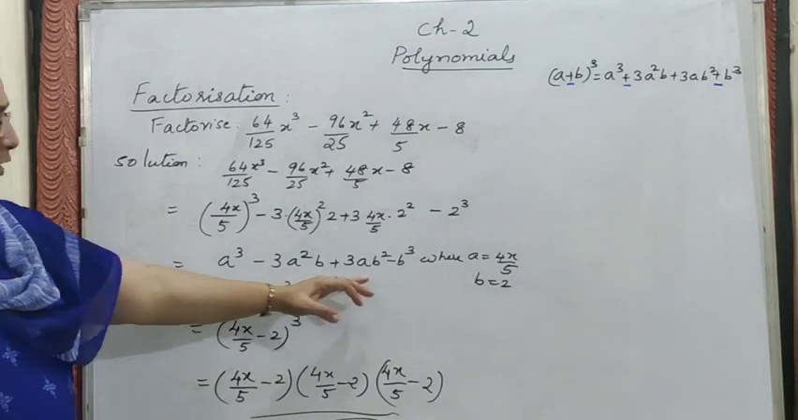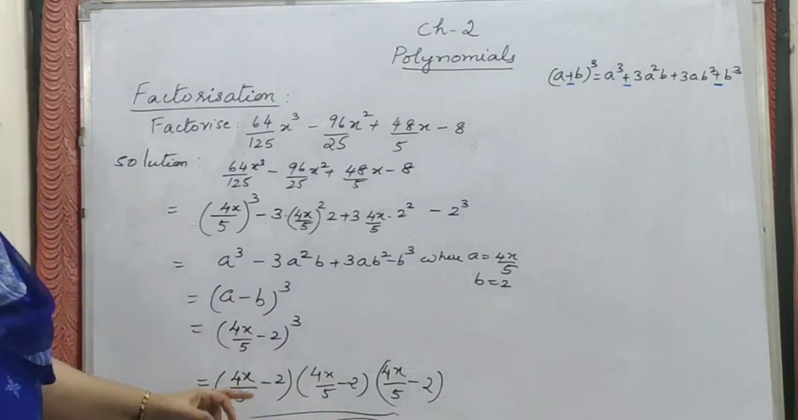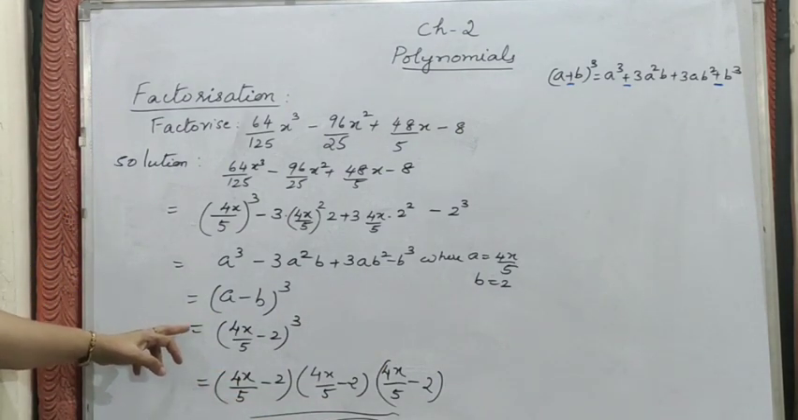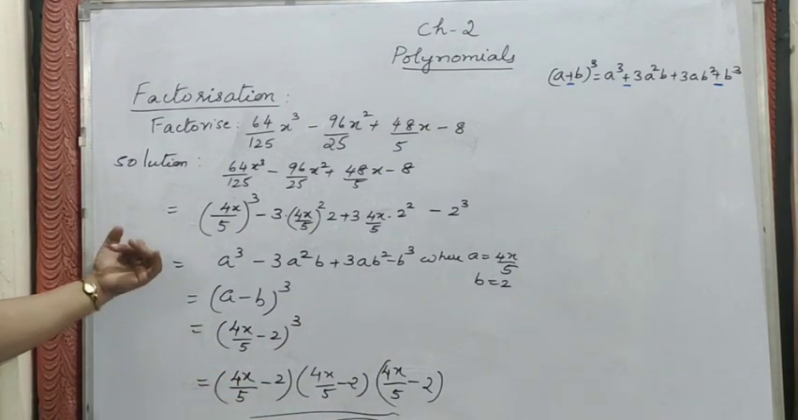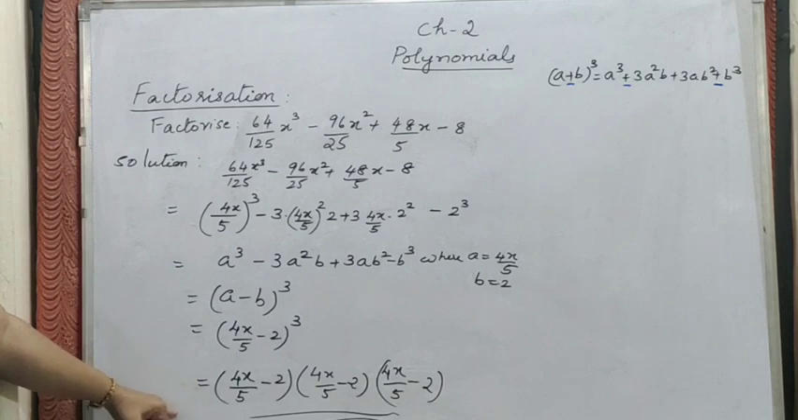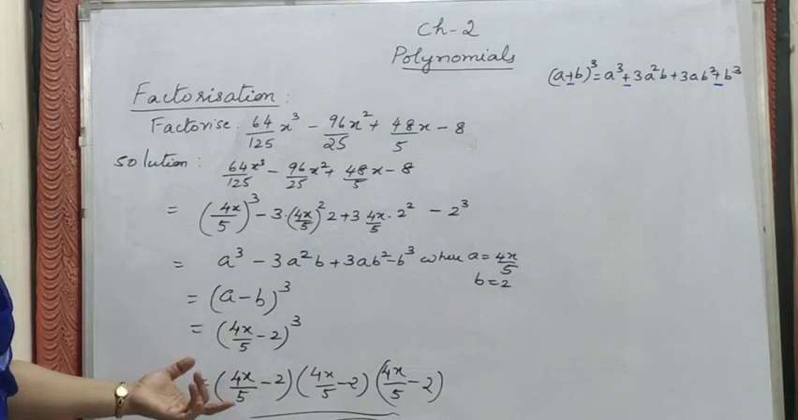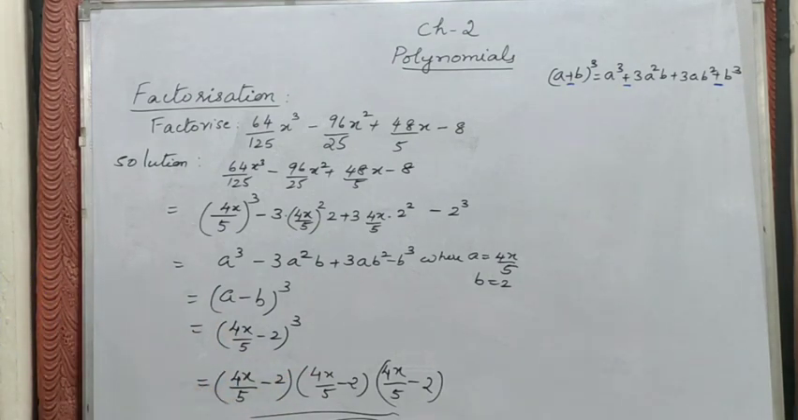Now we got the 4 terms like this only, and a equal to 4x by 5 and b equal to 2. That is a minus b whole cube. A minus b whole cube means we cannot keep it this way. We should replace the values. That is 4x by 5 minus 2 whole cube, or we can say the factors are 4x by 5 minus 2, 3 times. So we got the product of the factors like this, because we should express the least power when it is a factorization.